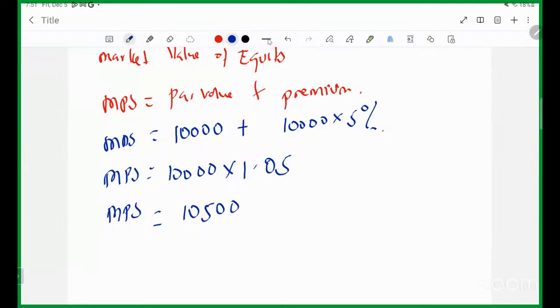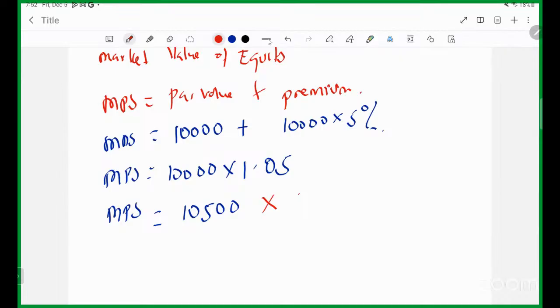Like this. But remember, we want a total value. This is the market price of a share, but how many shares do they have? You need to get the number of shares. You know how we get the number of shares? You take the total ordinary share capital and divide it by the par value per share.